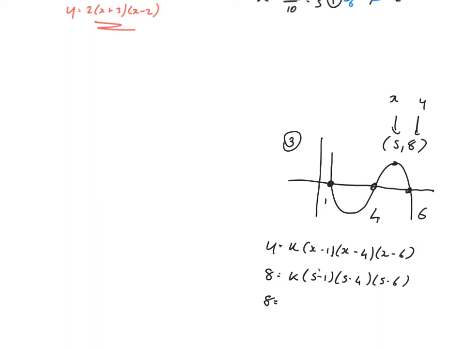Okay, 5 minus 1 is 4. I'm going to multiply that by 5 minus 4, which is 1, so that's 4 times 1 is 4. And 5 minus 6 is minus 1, so it's 4 times minus 1, which is minus 4k. Bring the 4 down, divide, k will be equal to 8 divided by minus 4. That's minus 2. Final answer then is y equals minus 2 bracket x minus 1 bracket x minus 4 bracket x minus 6.